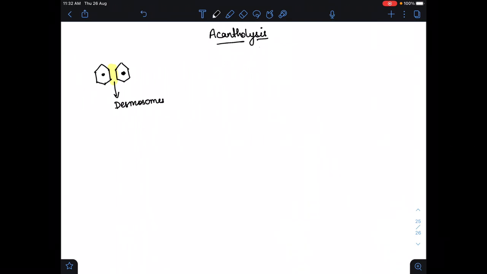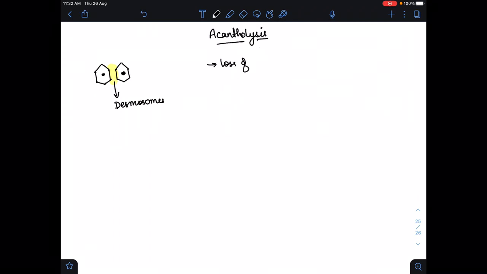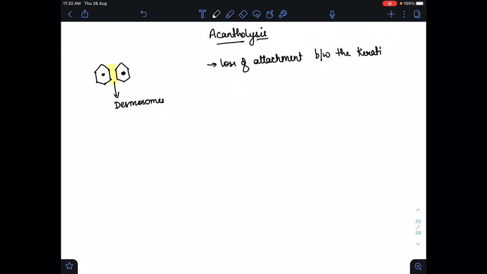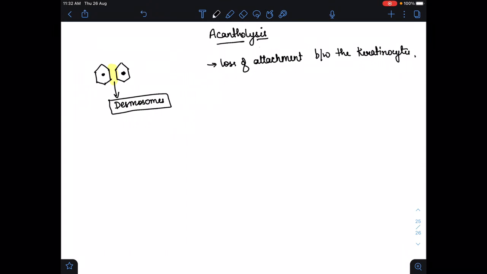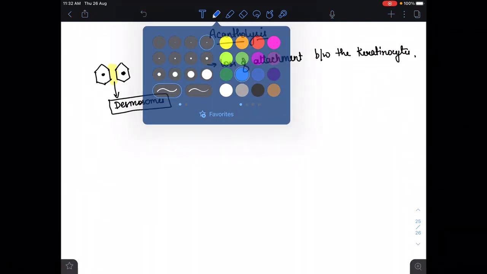So what will happen in acantholysis? In acantholysis there is loss of attachment between the keratinocytes. There is a desmosome defect in the keratinocytes. Now when there is a loss of attachment between the keratinocytes, then acantholysis will occur.